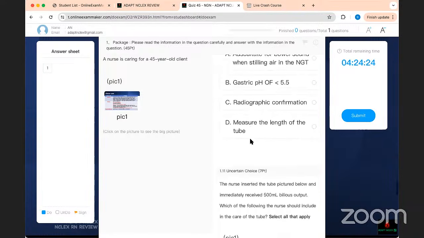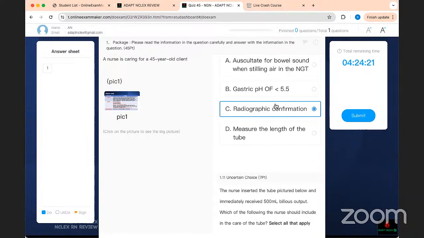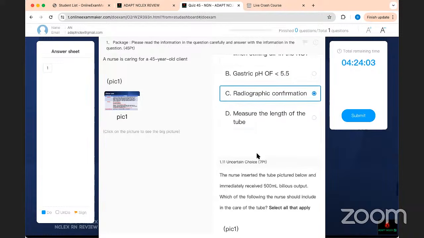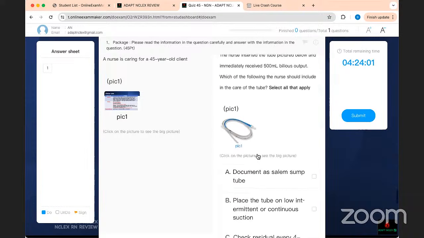So the best confirmation is radiographic. A pH of less than 5.5 is also good, right? Listening is not scientific. Measuring the length is not accurate. These two are good, but radiographic examination, the one you can see with your eyes, is much better confirmation. So C is the right answer.